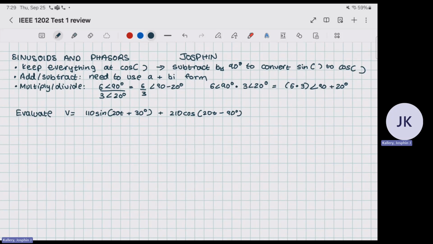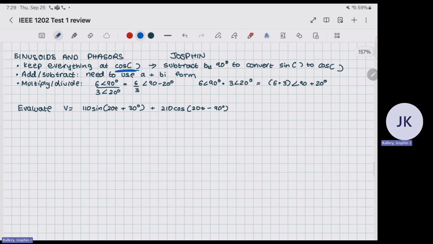If you're doing phasors where you might get frequencies, stuff like that, you want to keep everything at cosine. It's a good way to keep things on track. So if you see something which is in sine, you can subtract 90 from the angle, and that will get you to cosine. You will see it in a problem we will do. If you're adding or subtracting, you need to use the a plus bi or x plus yj format, and then you would combine the real and imaginary parts.